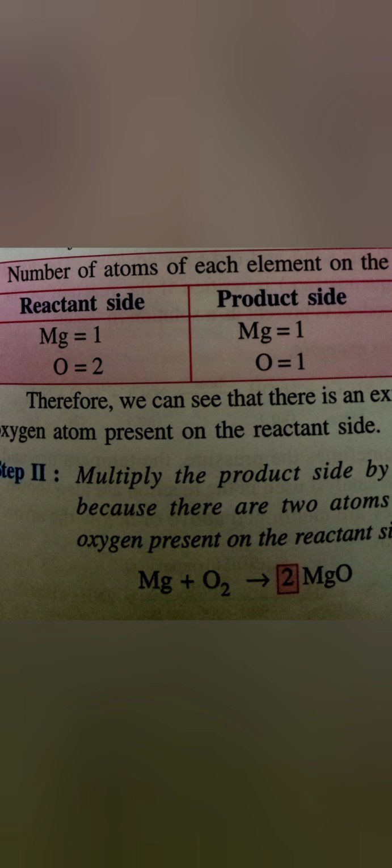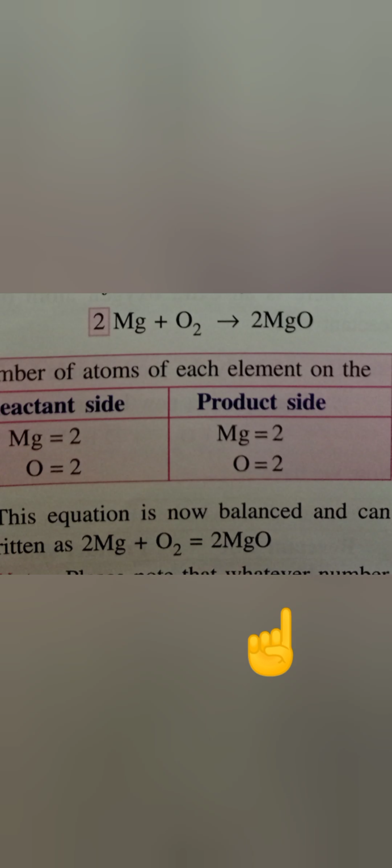Now second step, for balancing the oxygen, we put 2 on the product side. Now again we compare with the reactant side. So there is an extra magnesium atom on the product side. To balance this equation, multiply the magnesium atom on the left hand side by 2. Now the reaction is 2 Mg plus O2 gives 2 MgO. Now again compare the left hand side and right hand side, that is, the reactant side and product side.